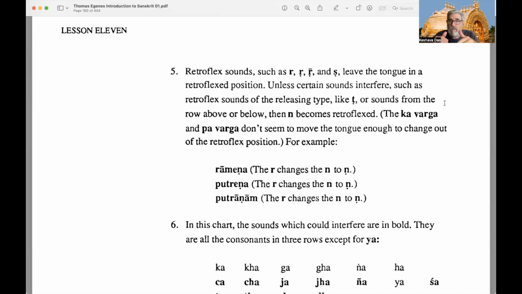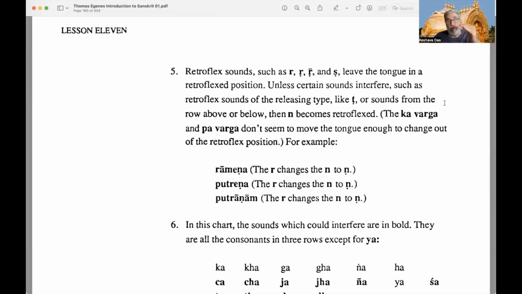Or sounds from the row above or below, right? If we look at the Sanskrit alphabet, what's above and below the retroflex or the cerebral line or family, which is called tavarga? Above it is the palatal chavarga, and below it is the dental tavarga. Even further above it is the kavarga, which is the guttural. Kavarga, ka kha ga gha nga, the gutturals, and pavarga don't seem to move the tongue enough to change the retroflex position. So what he's saying is that going to the gutturals, or to the labials, which is just on the lips, doesn't seem to move the tongue enough to change it out of the retroflex position.